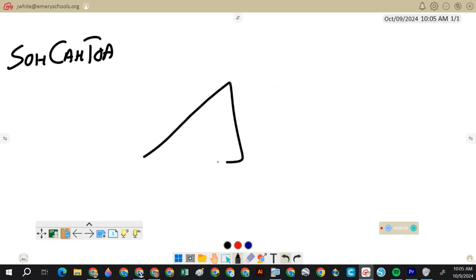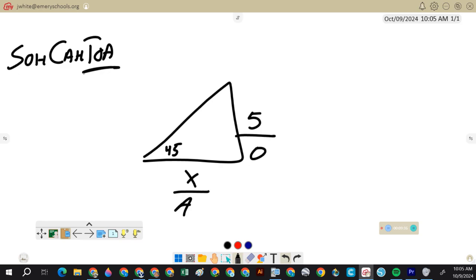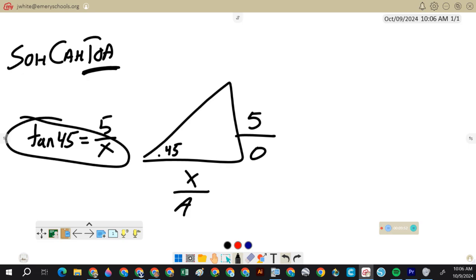Okay. Which ratio am I going to choose here? Tangent. So this is the A side and this is the O side. Tangent is the only one that uses O and A. So we write the tangent of 45 degrees equals 5 over x. Is that a multiply or a switch problem? So we switch places with those. X is 5 over the tangent of 45. Okay, do you need to see more? You guys get it? Yeah?